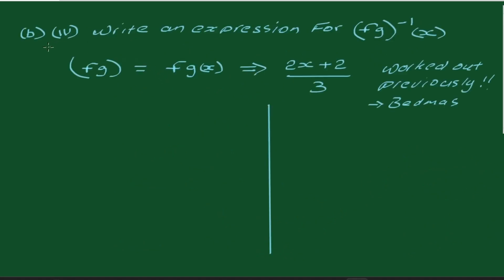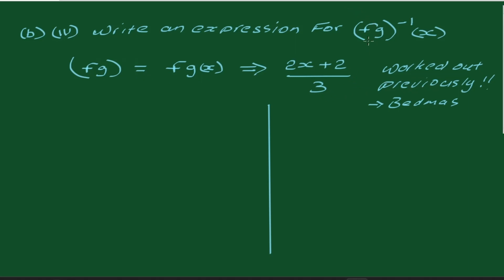Looking at B number 4, write an expression for fg inverse x. fg is equal to f of g of x, which we had worked out previously. The previous question gave us the answer to f of g, which is 2x plus 2 all over 3. We worked that out previously.